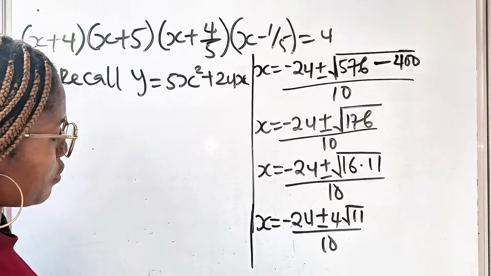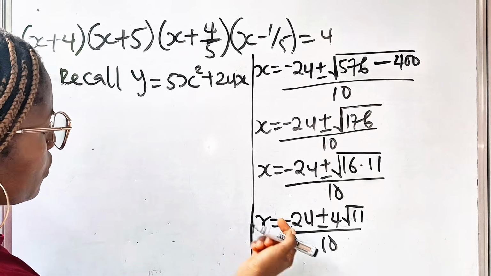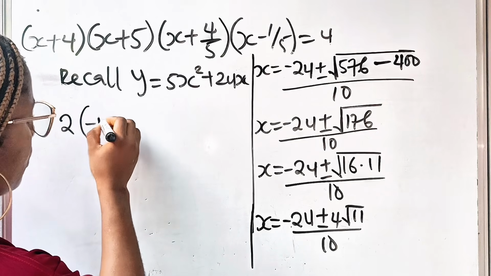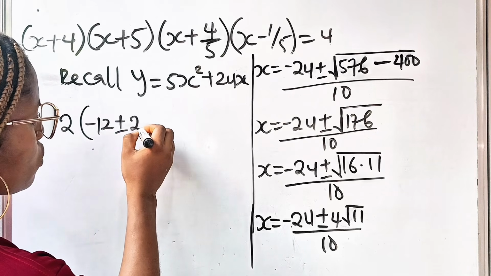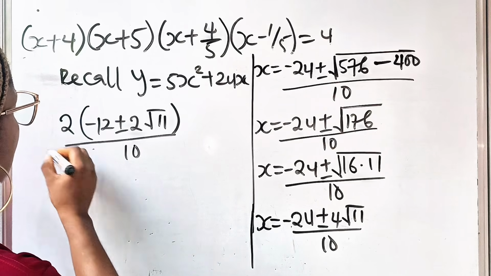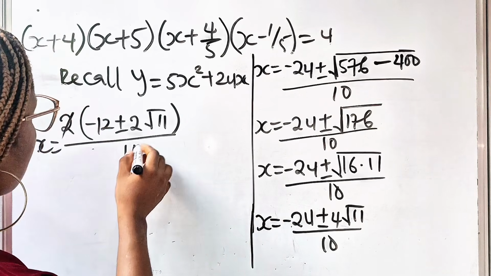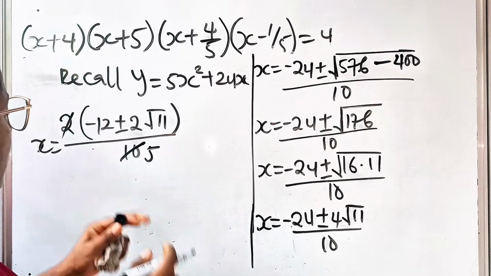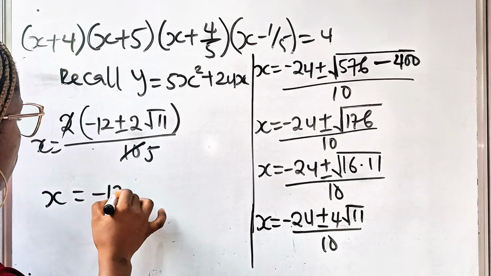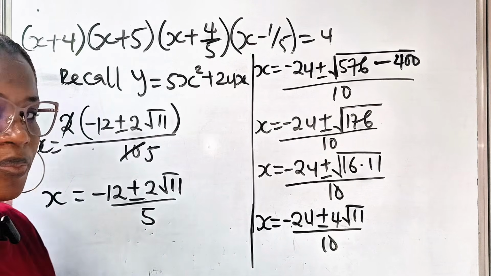So now we have, let's factorize something out from here. Let's factorize 2 out. So we have 2 brackets minus 12 plus or minus 2 root 7 divided by 10. That is our x. Now 2 will divide this to give us 5. So we can still bring out 2 from here, but first we have x is minus 12 plus or minus 2 root 11 divided by 5.